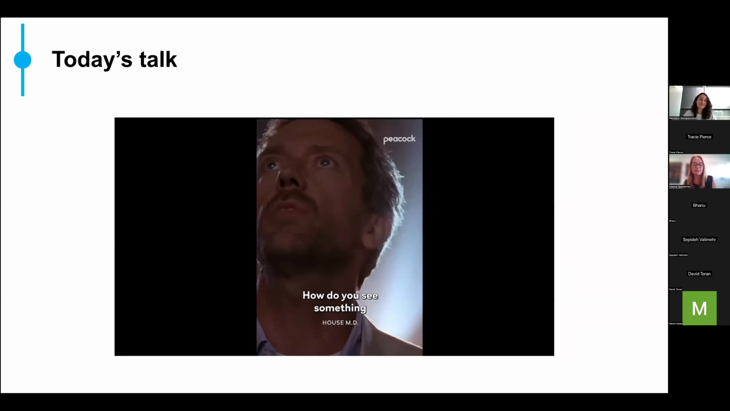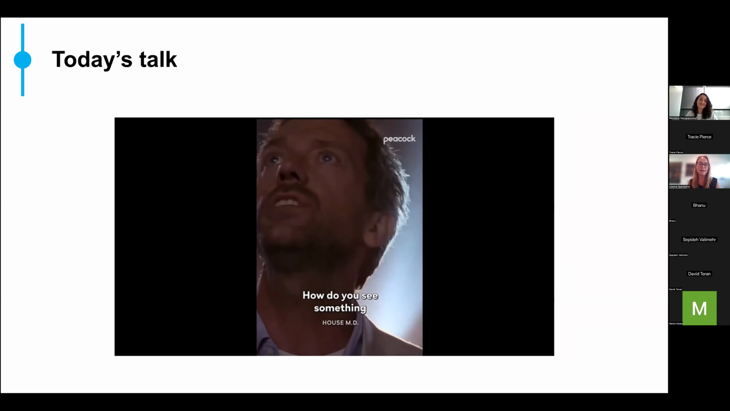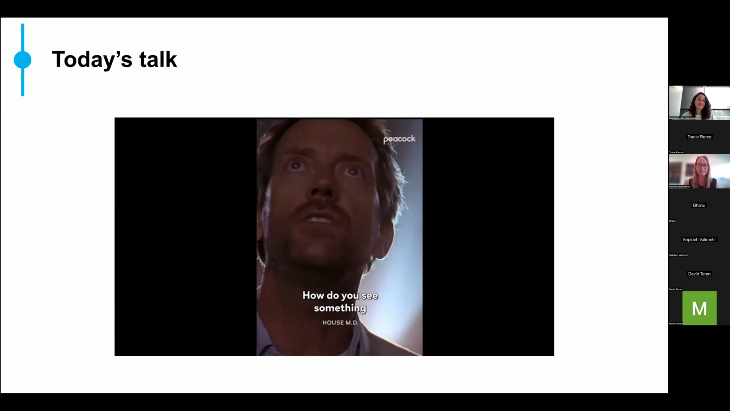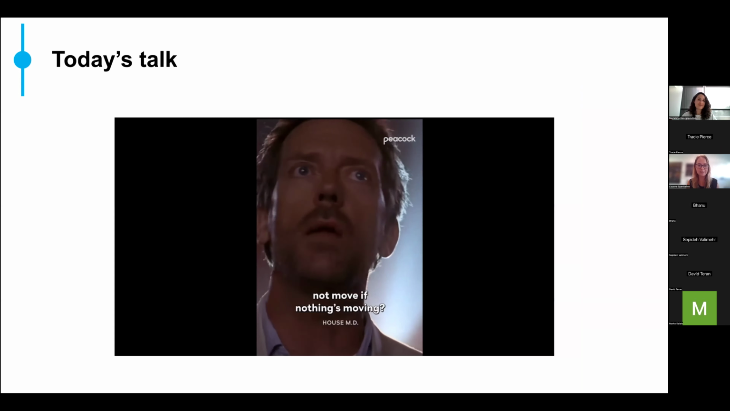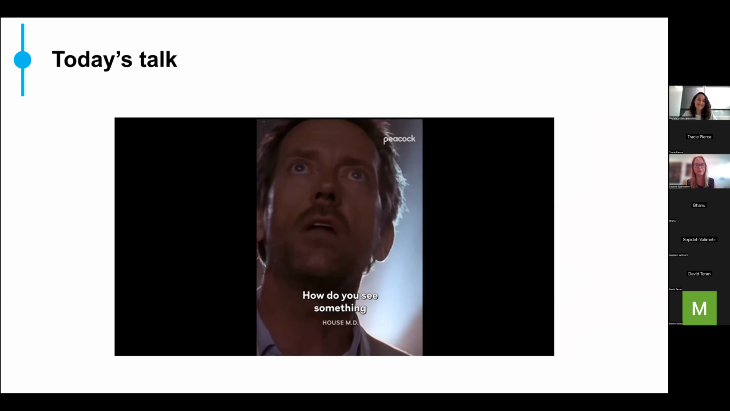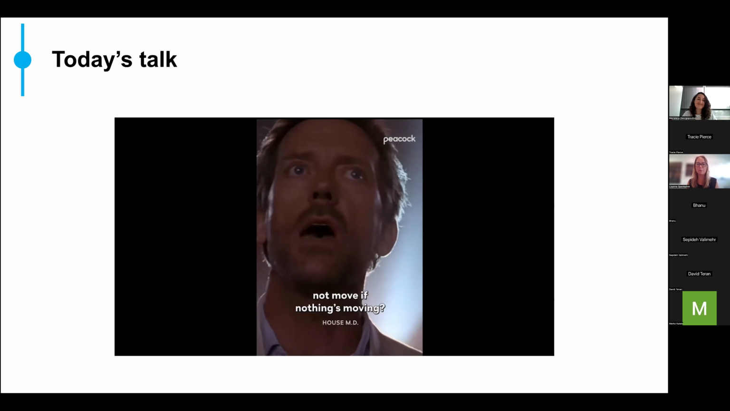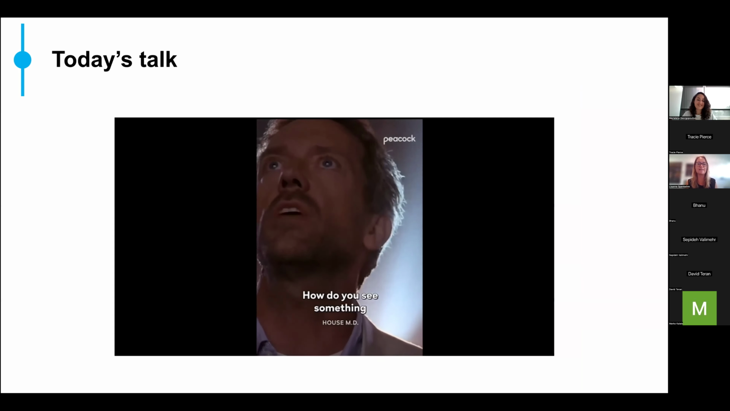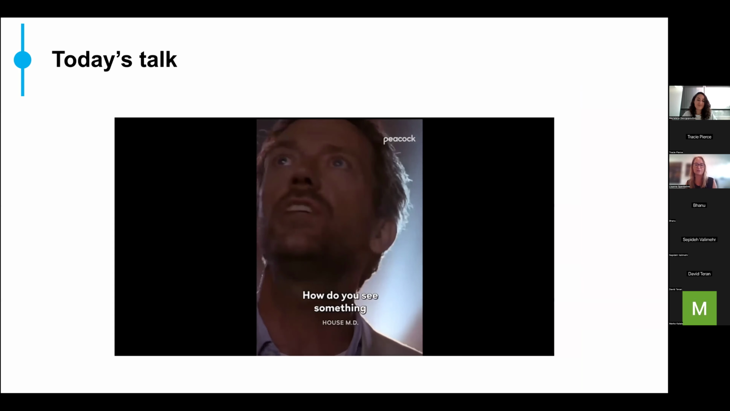All right, so for today's talk, I recently saw this clip from House. He says this: how do you see something not move if nothing is moving? And that is really the crux of a lot of the work that we do. We want to reveal all the dynamics that are going on in biological systems.